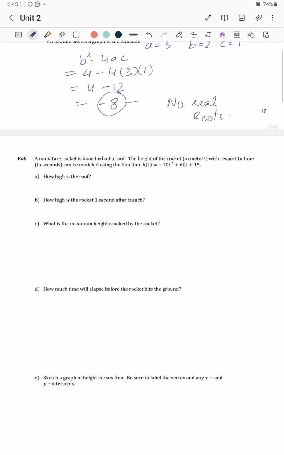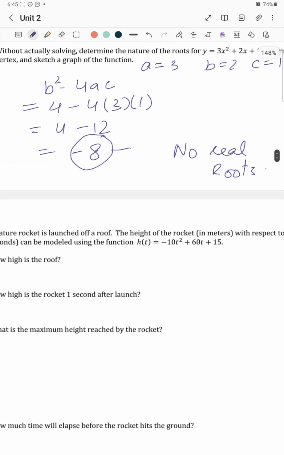Whenever we need to know how high the roof is, we need to put t equal to 0. When I put t equal to 0, I will get h(0), which is equal to -10(0) + 60(0) + 15, which is equal to 15 meters.